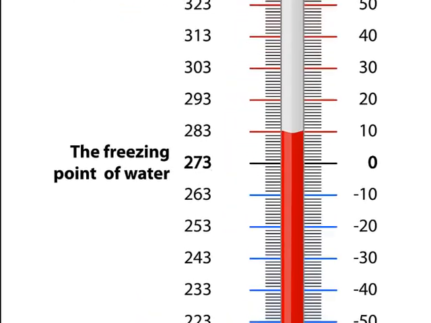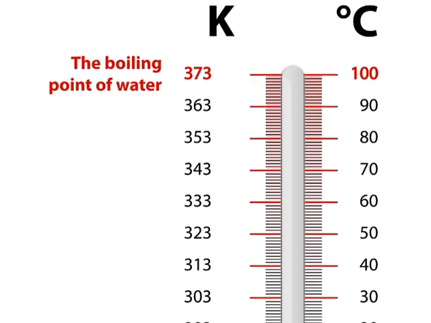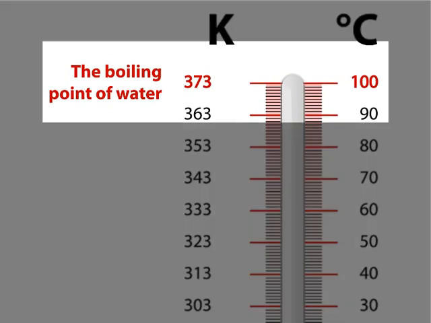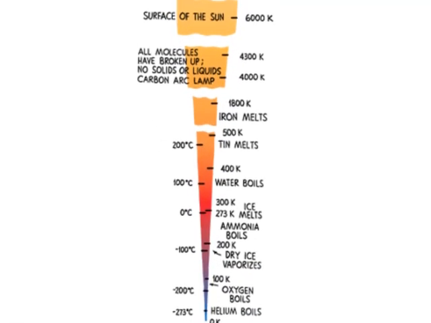Ice melts at 0 Celsius or 273 Kelvin, and water boils at 100 degrees Celsius or 373 degrees Kelvin. Here's a chart showing the absolute temperatures of various objects and phenomena.